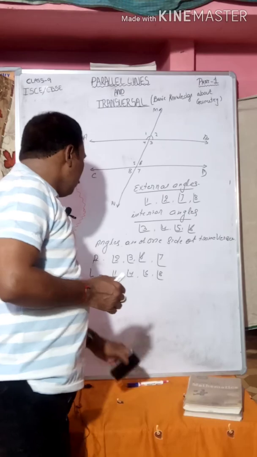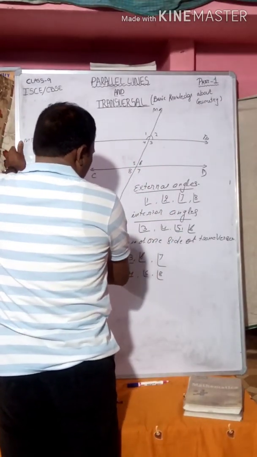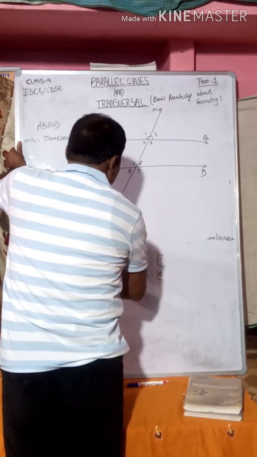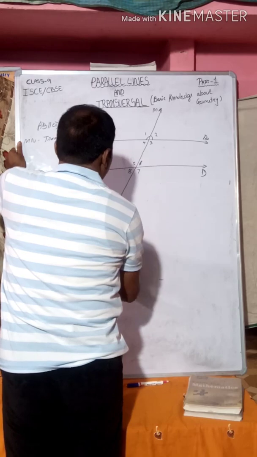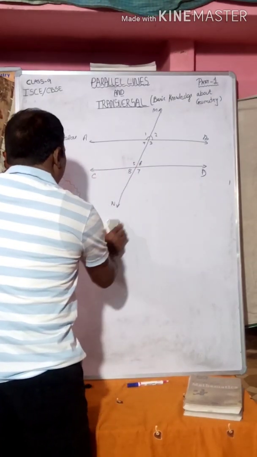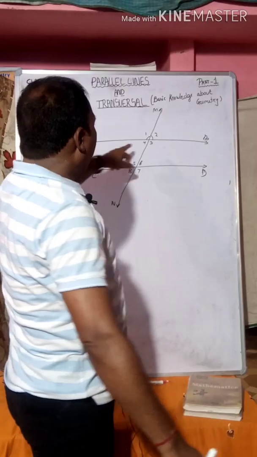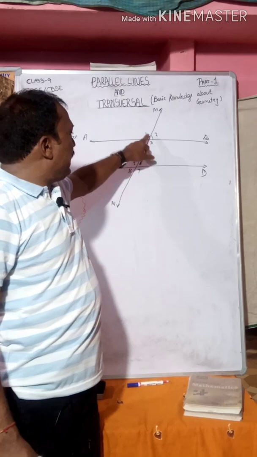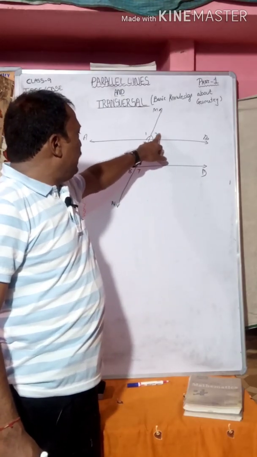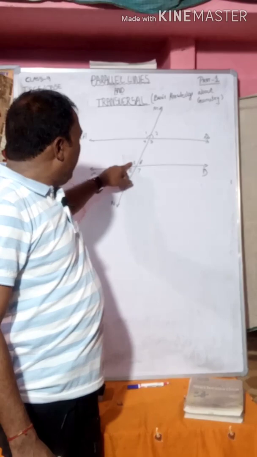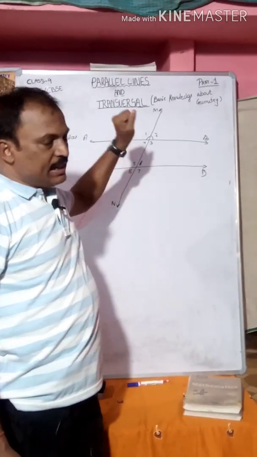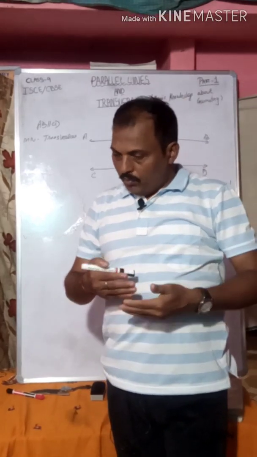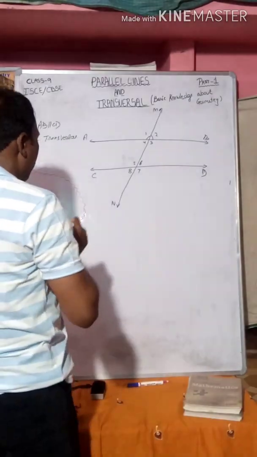Now come to comparison. Angle 1 and 3 are vertically opposite angles. Angle 1 is equal to angle 3, angle 2 is equal to angle 4, vertically opposite angles. Angle 5 is equal to angle 7 and angle 6 is equal to angle 8. Those angles are vertically opposite angles. Then come to the next step.